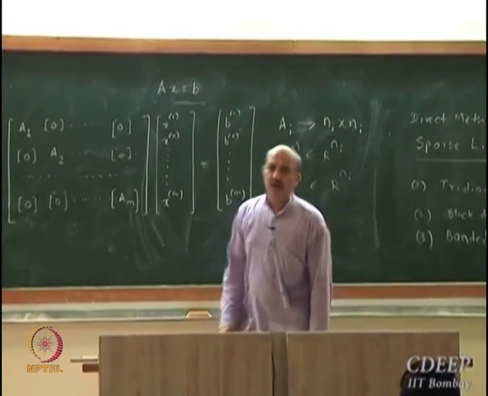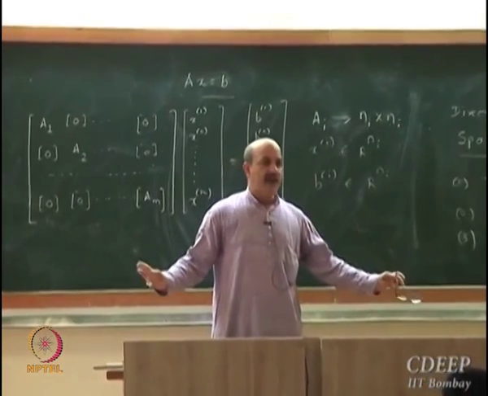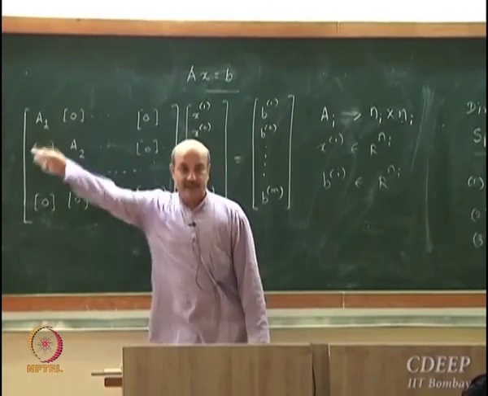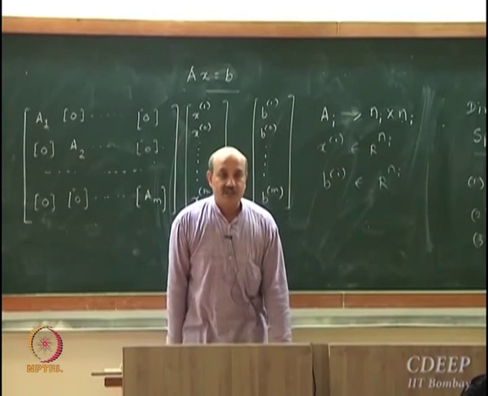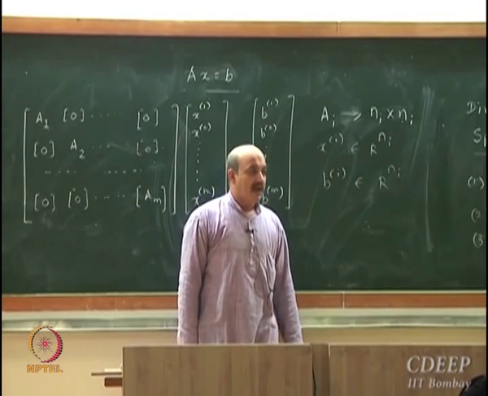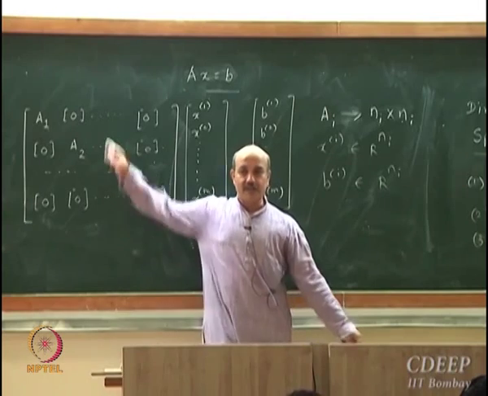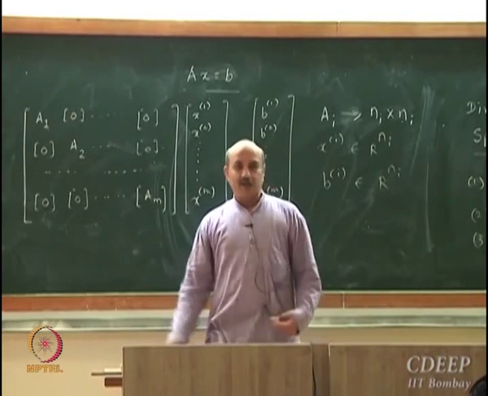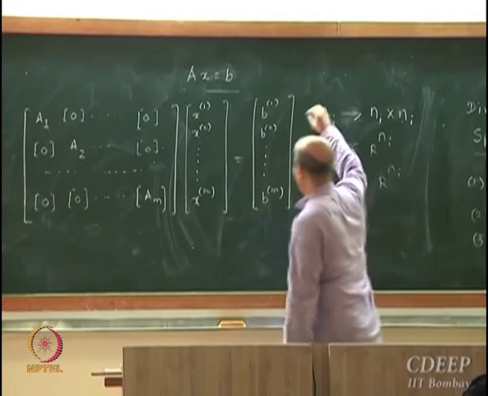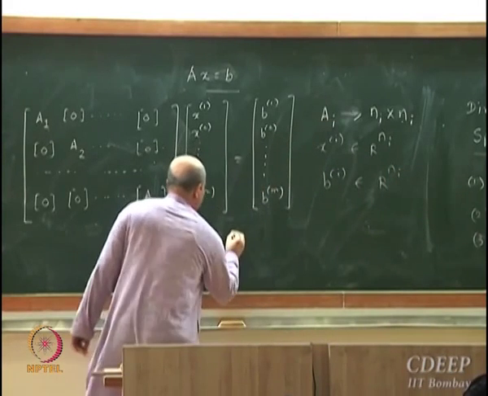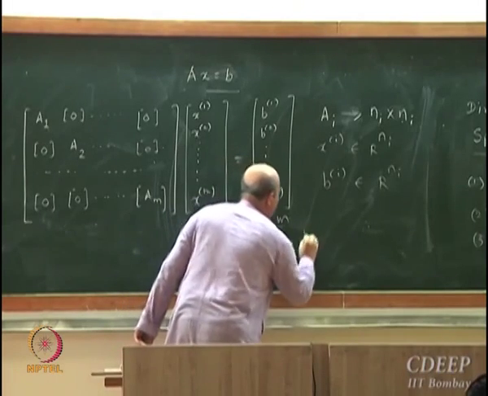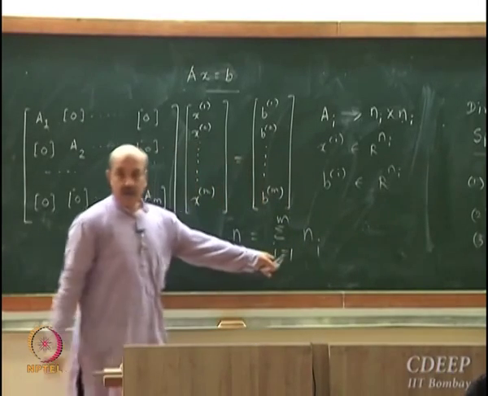Okay, now what do I do when I want to solve this? Well, one way, the brute force way, is to take this entire matrix and use Gaussian elimination. Okay, I can use Gaussian elimination on this entire matrix. So what is n here? My total n is the summation, i goes from 1 to m, of ni, right?